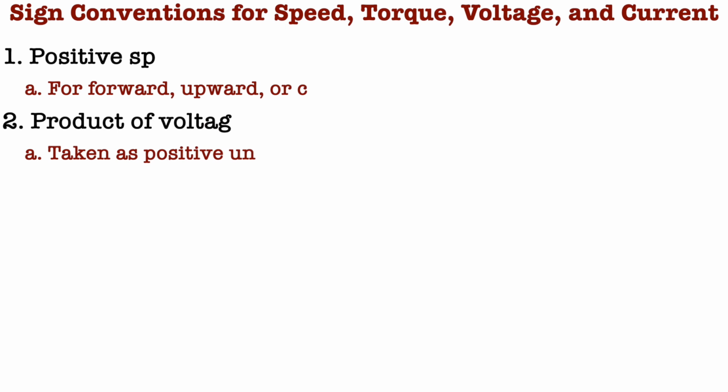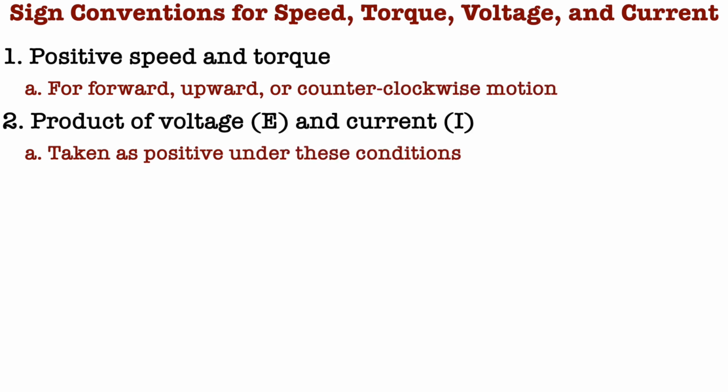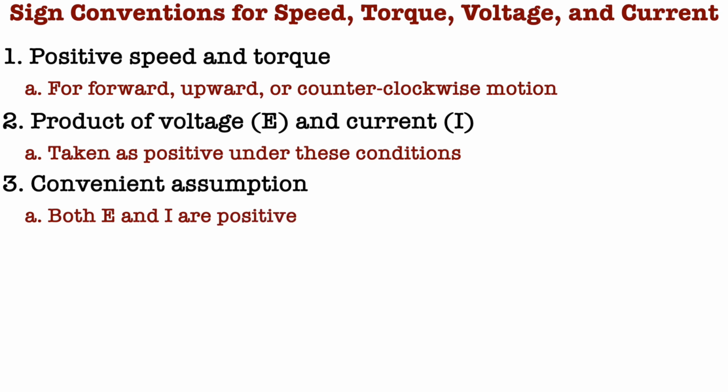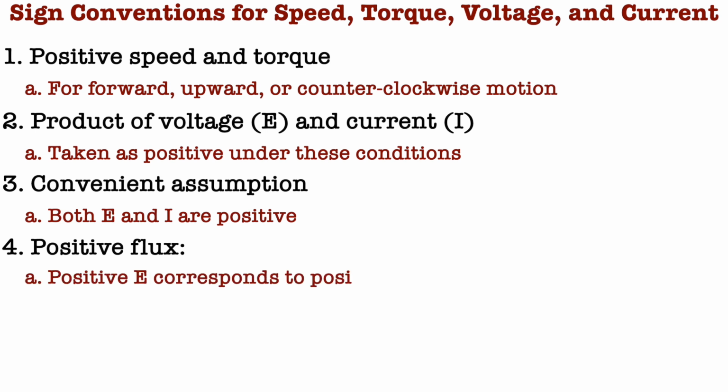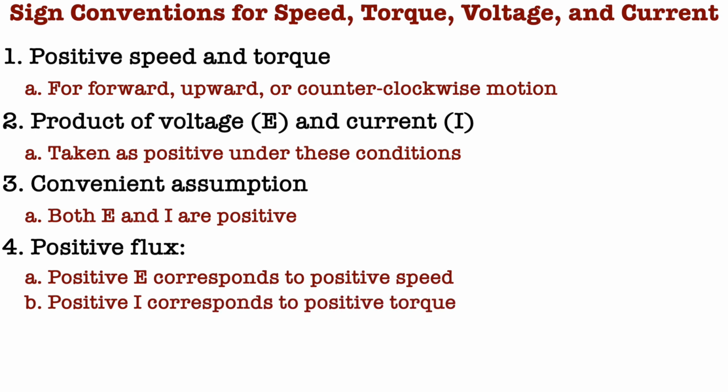Since speed and torque are both taken as positive when motoring forwards, upwards or counterclockwise, the product of E and I is taken as positive under these conditions. Remember this point, it is very important. It is conventional to assume that both E and I are positive under this condition, that is, we assume the flux to be positive, so that positive E corresponds to positive speed and positive I corresponds to positive torque.